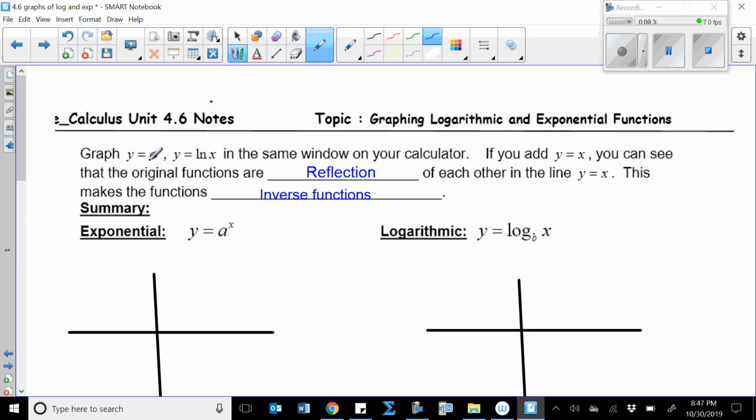So here, if you graph e to the x and then y equal to natural log of x on the same window, we will see that they are reflected over y equal to x, and that means they are inverse of each other.